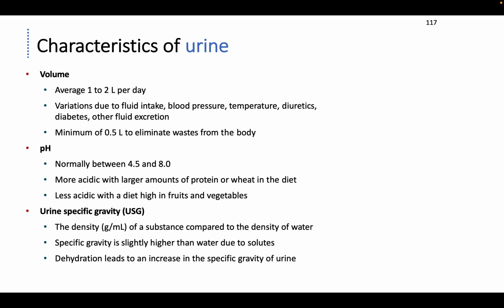So when looking at urine, there are different characteristics of urine that can clue you in as to the nature of the body in terms of how well the kidney may be functioning, and in terms of how well the kidney may be concentrating urine as well. And so one thing you can look at is simply the amount of urine, right?